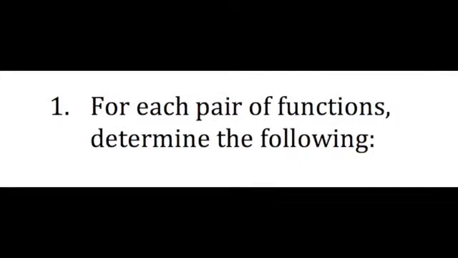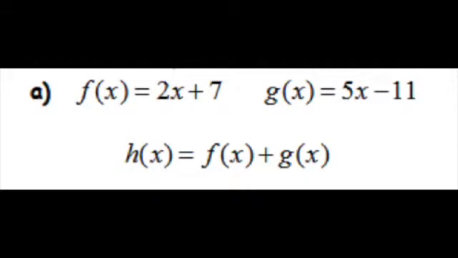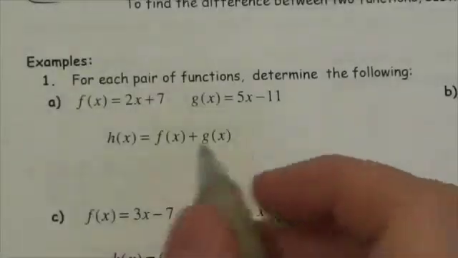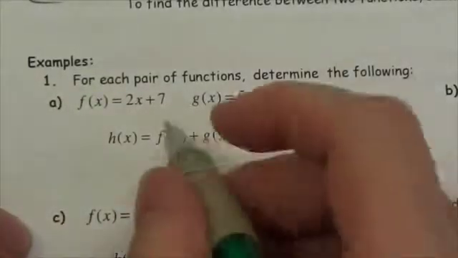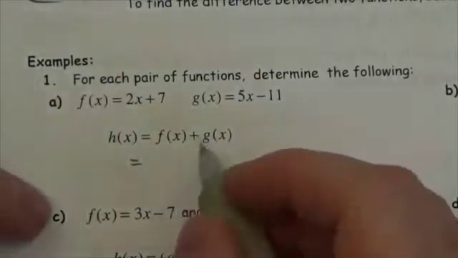For each of the following pairs of functions, determine the following. Given f of x is equal to 2x plus 7 and g of x is equal to 5x minus 11, find h of x, which is equal to f of x plus g of x. So in this question, to get h of x, we are adding those two functions together. And what's beautiful about this particular topic is that even if I didn't go through and explain to you what's going on here, I think most of you would get it. You would know exactly what you're going to do here.